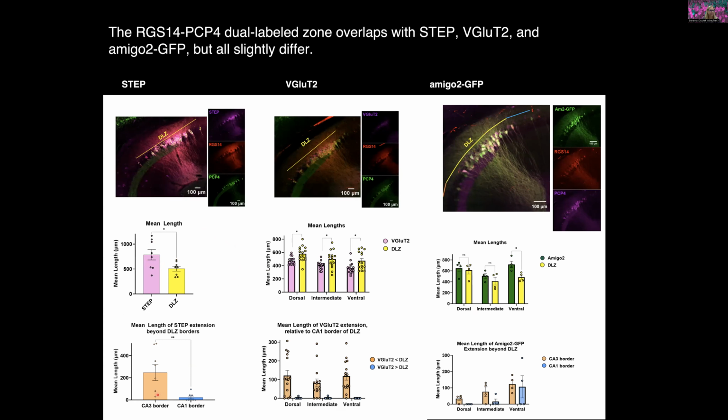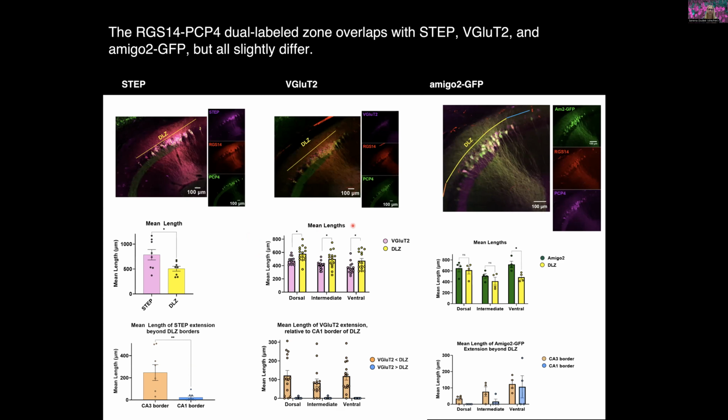And in this case, STEP trickles more into the CA3 side. So again, it might depend on what your questions are. If you want to define the CA1, CA2 border, STEP is a good one. And for the CA3 side, PCP4 might be the better option.